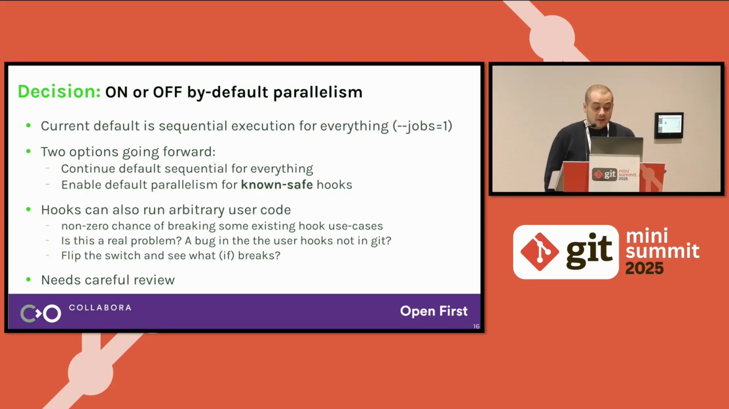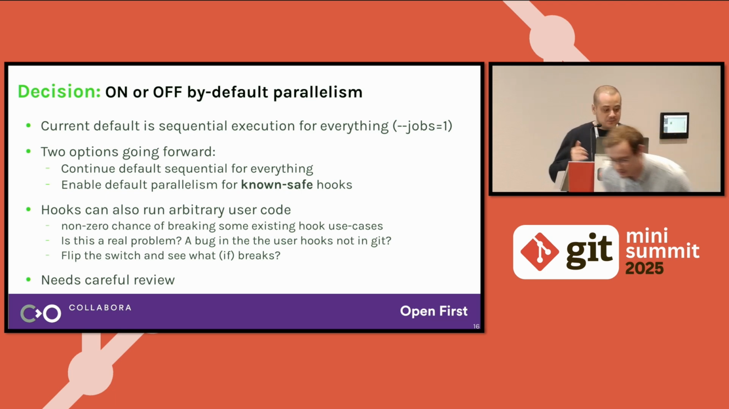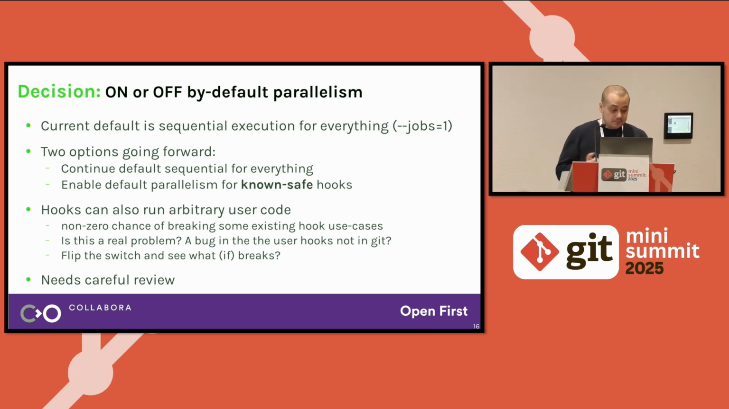Okay, and another important decision we need to make here is, how do we do parallelism? Do we have it on by default, off by default? As I mentioned, the current default is serial execution, so with jobs equals 1, and we could continue doing that. We could enable parallelism for good, known safe hooks, right?